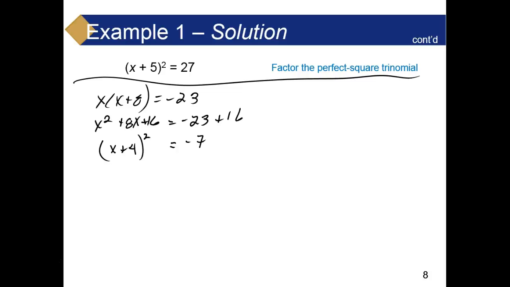Do the square root of both sides. Okay, that's certainly the next normal step here. Square root of this and the square root of that. What does that give you on the left? X plus 4. The square root undoes the square. You're just left with whatever's inside. X plus 4. What does it give you on the right?